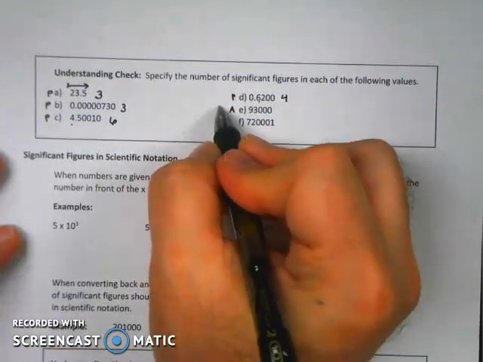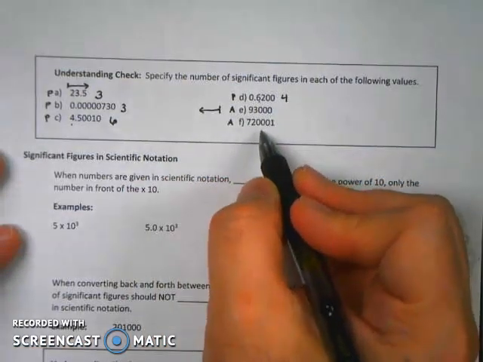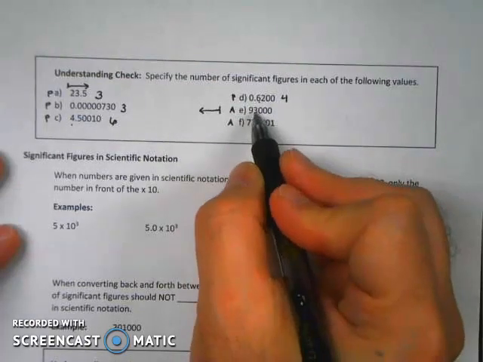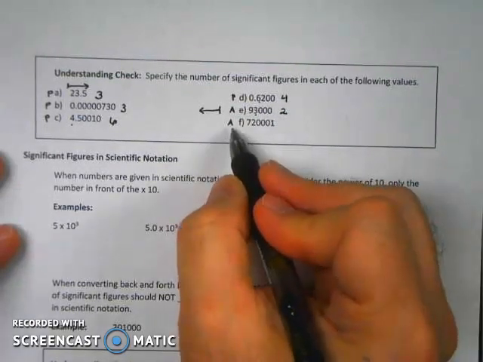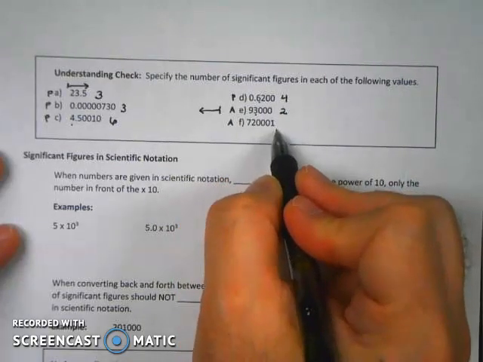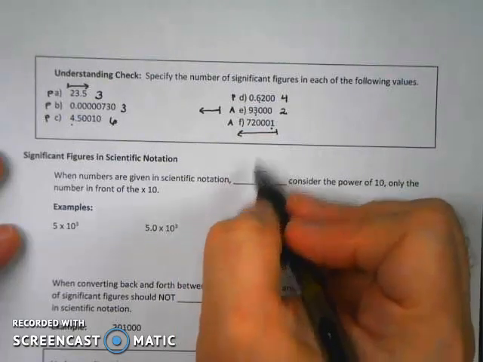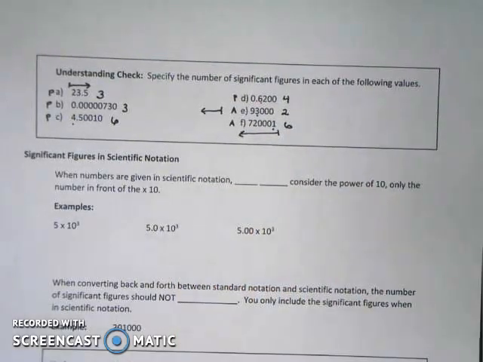Our last 2 problems, we start from the right side. We do not have a decimal point. So moving from the right, the first non-zero number we have is 3, and everything after it gives us 2. And then our last problem, we start from this side of the number and move this way. The first non-zero number we have is the 1, and everything after it gives us 6 significant figures.